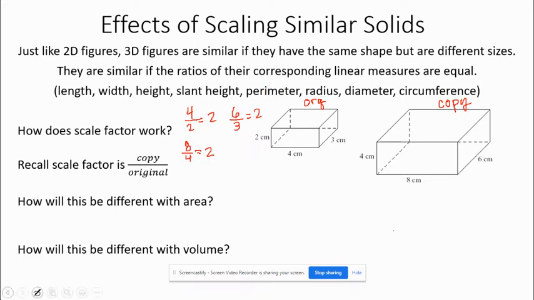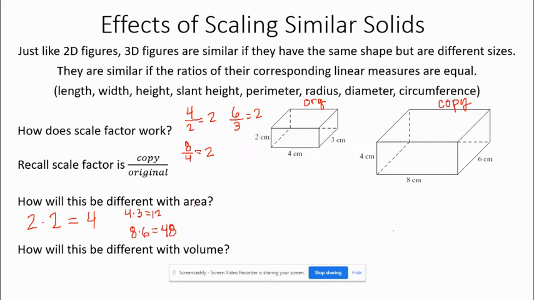So then the next thing we want to think about is how that is going to change when we're looking at area. If we look at area, the base of this prism is 4 in the original, and now it's 8. So the base got multiplied by 2. And then notice the height also got multiplied by 2. So the area would be 2 times 2 bigger, so it would be 4 times the original size, and we could prove that with just a small bit of math. 4 times 3 would be 12, and 8 times 6 would be 48.